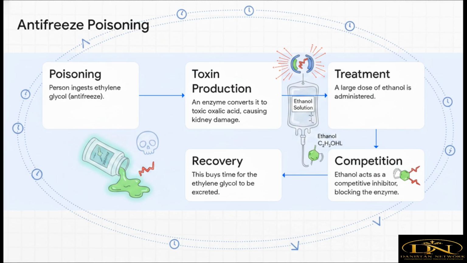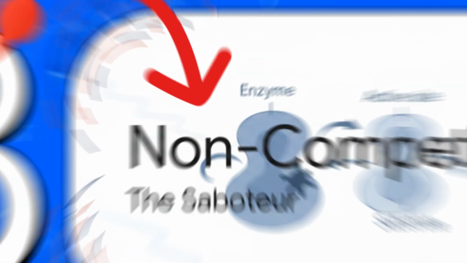The ethanol molecule acts as a competitive inhibitor, fighting for the exact same active site on that enzyme. By outcompeting the antifreeze, it buys the body precious time to safely get rid of the poison. It's literally a medical race against time, and it's won by an imposter molecule. Okay, so that's the imposter.